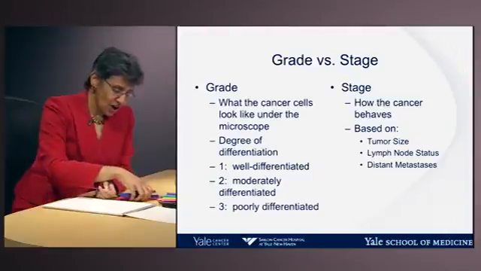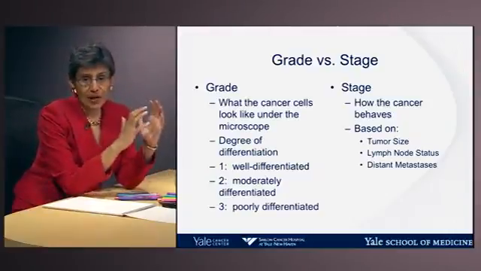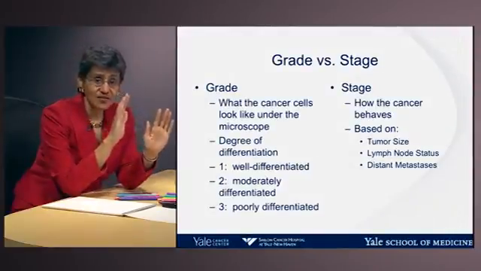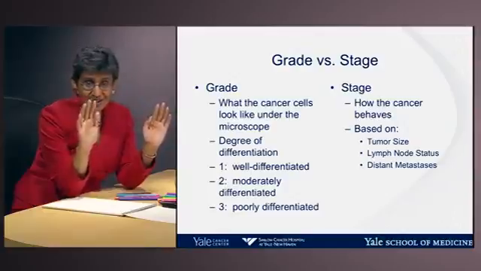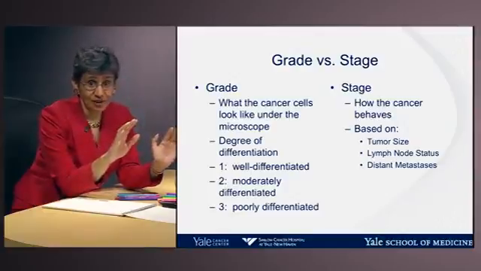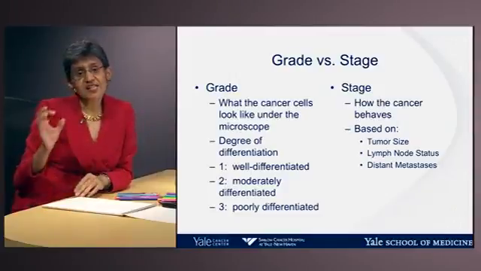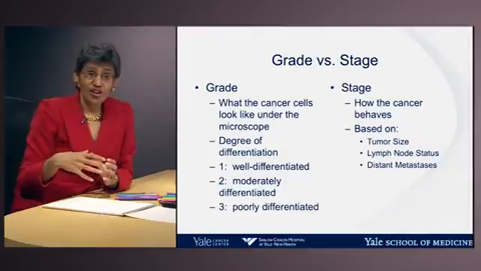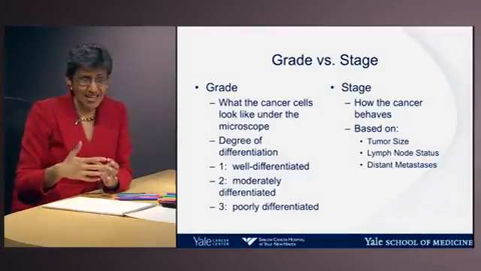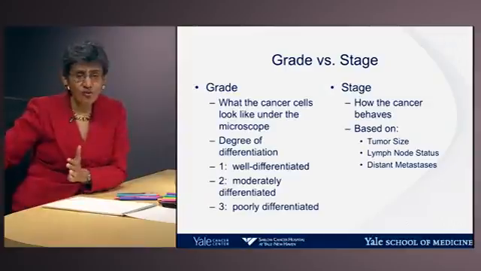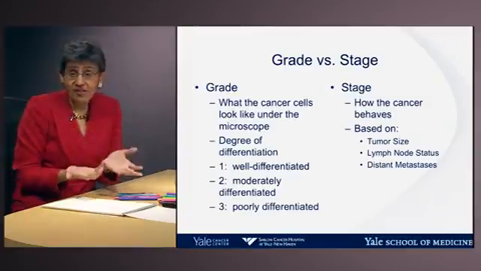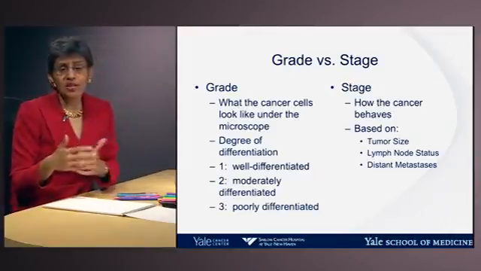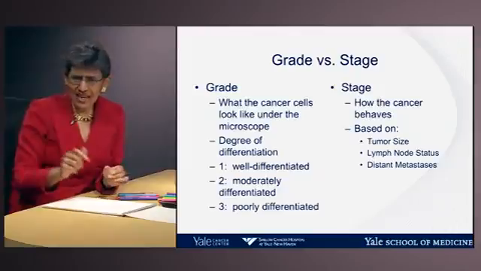The other way that we can talk about breast cancer is in terms of grade and stage. Now, it's really important that you understand the difference between grade and stage. These are two entirely different concepts. Grade is, what do these cancer cells look like under the microscope? Are they poorly differentiated? That is to say, they've deviated so far away from the normal look of the tissue. Or are they well differentiated? They look pretty much like normal breast tissue, but they are cancer cells.